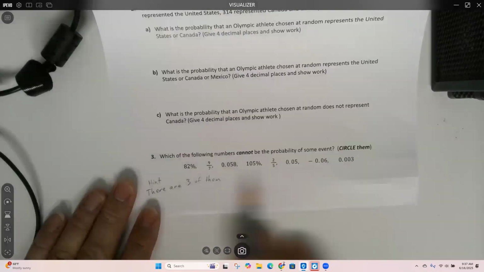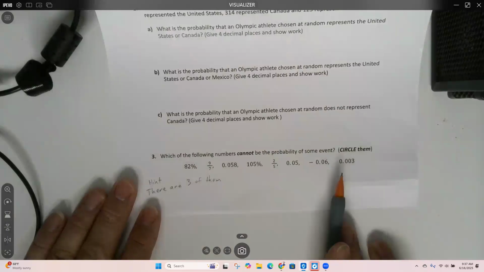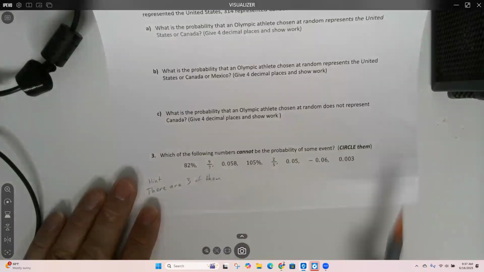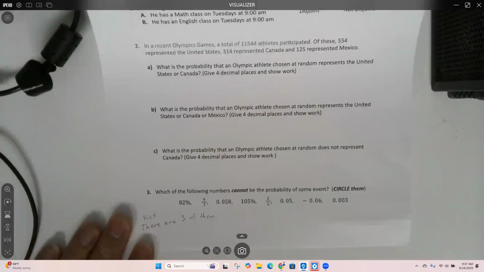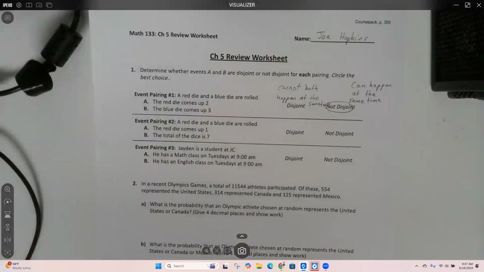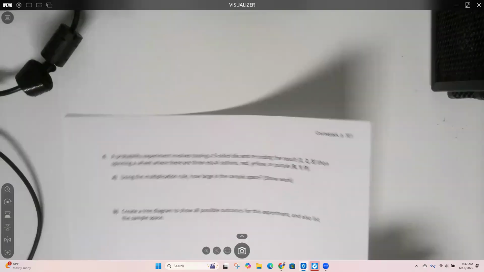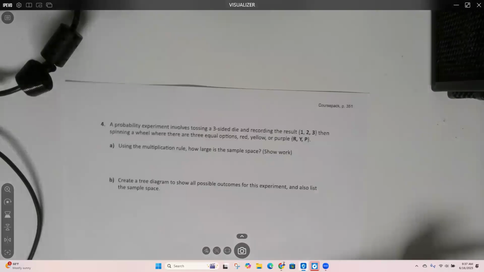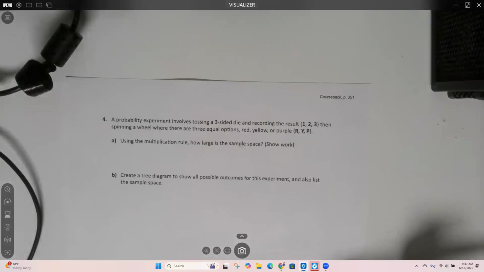There's three answers for number three, and I want you to circle all three of them. Okay, so there's your hint for that one. All right, let's move on to page 351. Page 350 is really no problem. You guys can handle that one without too much difficulty. Page 351, I'll give you a little more help.